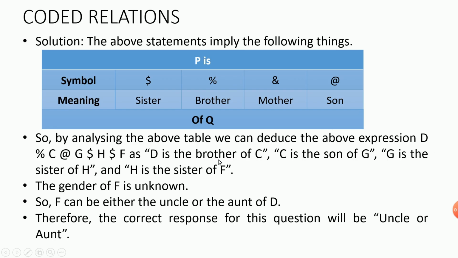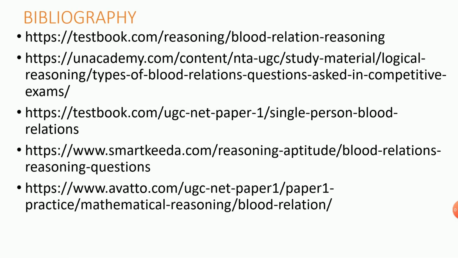Here it is said as brother, so that is male only. So D is the nephew of F. Since F's gender is not given, F could be an uncle or an aunt. If they had given male, that would be uncle, if female, that is aunt, but D is surely the nephew, because we know that D is the brother, so that is male. This is how you have to solve these coded relations. So that's all. Our class today is over.